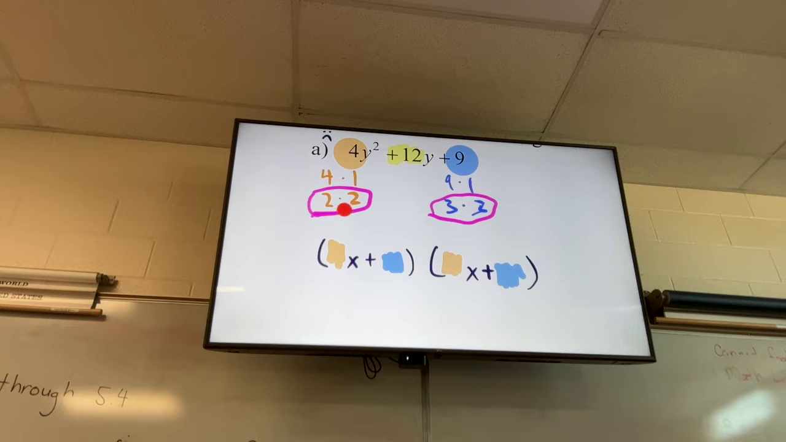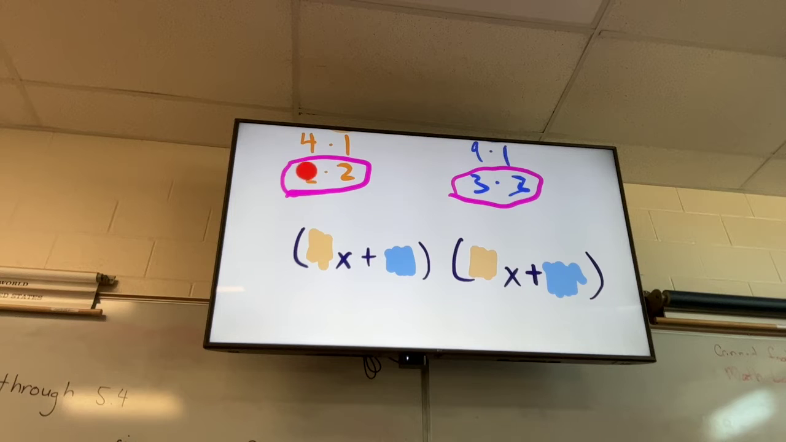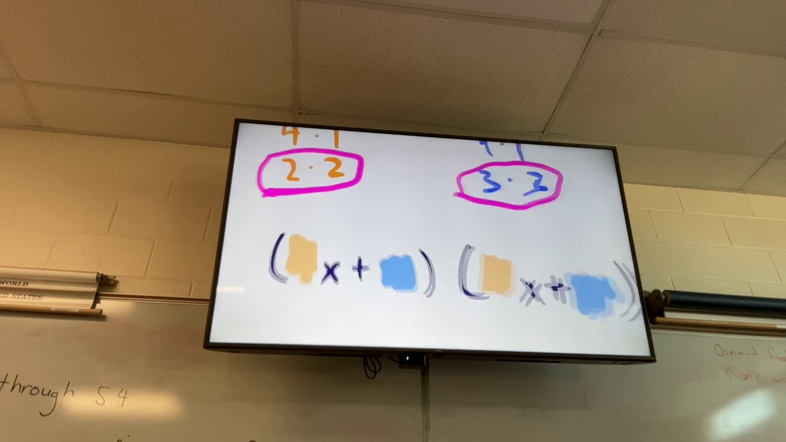You want to make sure you put, so obviously I color-coded this. The orange numbers are going to go in the orange spaces. The blue numbers are going to go in the blue spaces. We have to figure out, do we put the 2 first? Well, here it's kind of arbitrary because 2 and 2 are the same, 3 and 3 are the same.